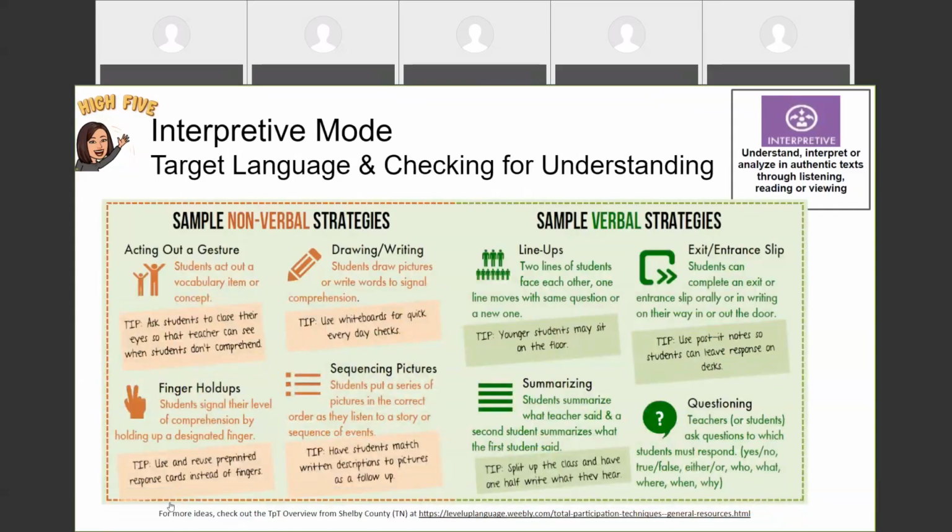Here are some samples of nonverbal and verbal strategies for checking for understanding. So some nonverbal strategies are acting out a gesture, drawing or writing, finger holdups, or sequencing pictures. And some verbal strategies are lineups, exit or entrance slips, summarizing, or questioning.